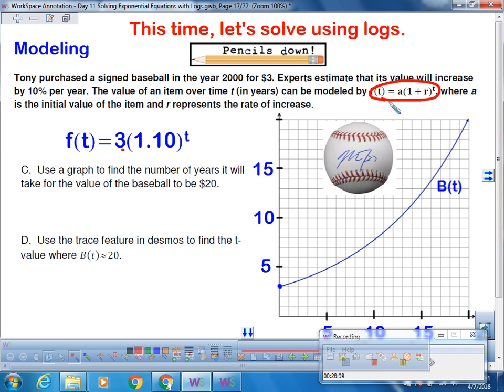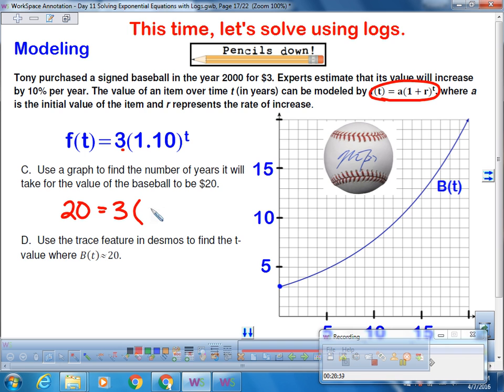Okay. So it says, use a graph to find the number of years it will take for the value of the baseball to be $20. I started with 3. I want to know what's going to happen when it's 20. That's f of t when it equals 20. So instead of f of t, I want to know after how many years it's going to equal 20.